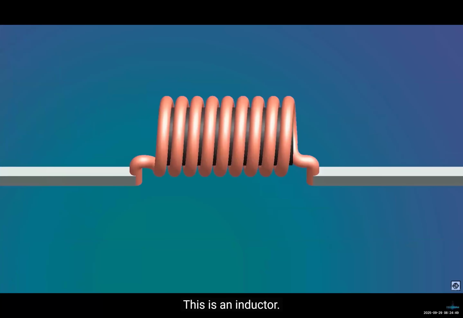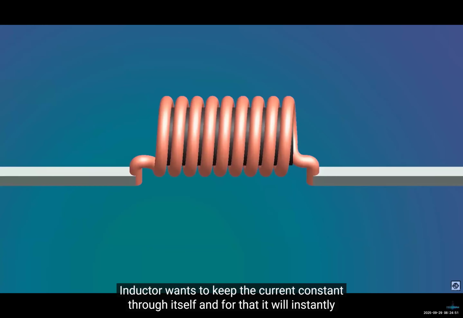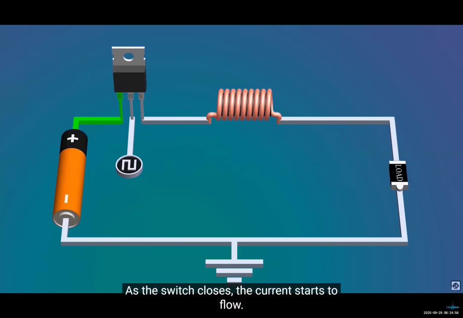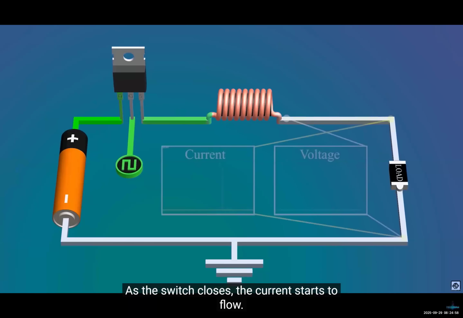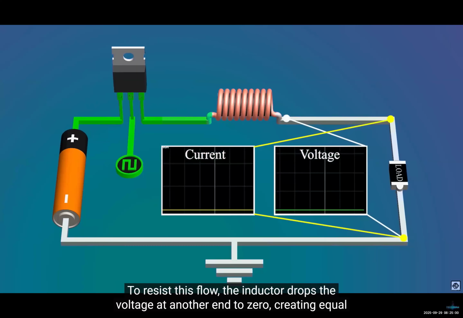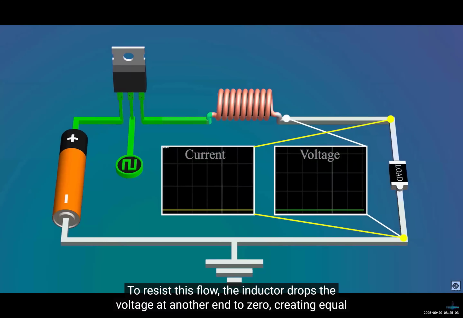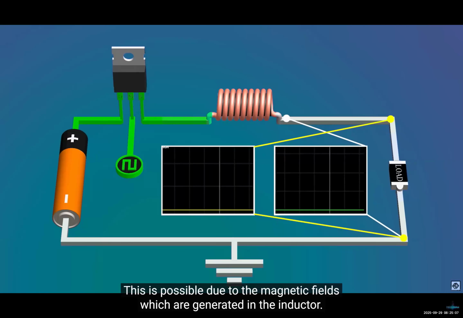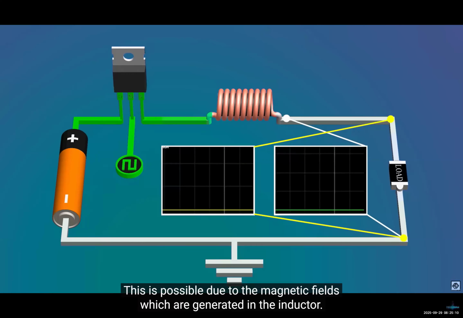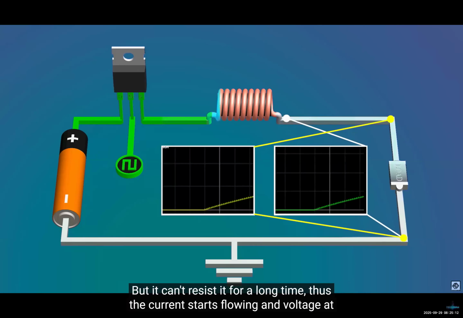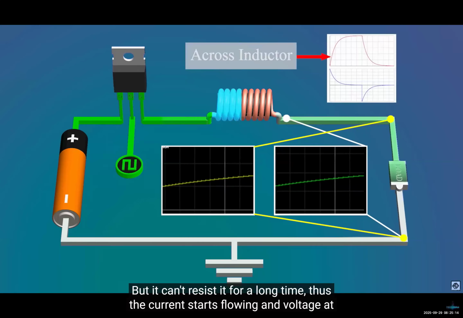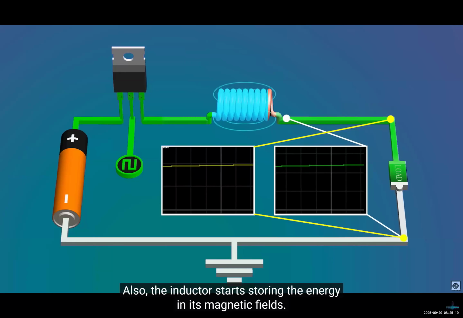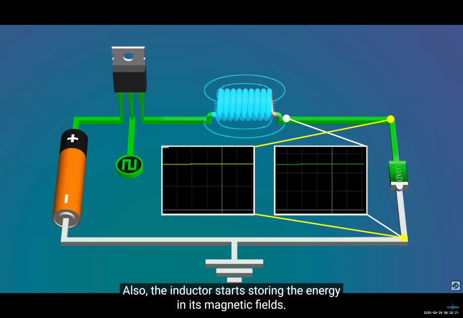This is an inductor. Inductor wants to keep the current constant through itself, and for that it will instantly change the voltage across itself. As the switch closes, the current starts to flow. To resist this flow, the inductor drops the voltage at another end to zero, creating equal and opposite voltage to the battery. This is possible due to the magnetic fields which are generated in the inductor. But it can't resist it for a long time, thus the current starts flowing and voltage at the other end starts rising. Also, the inductor starts storing the energy in its magnetic fields.